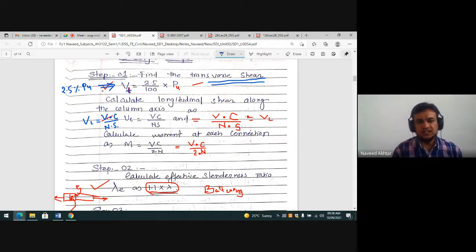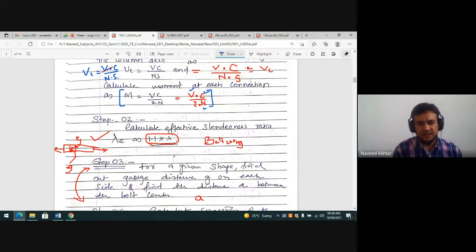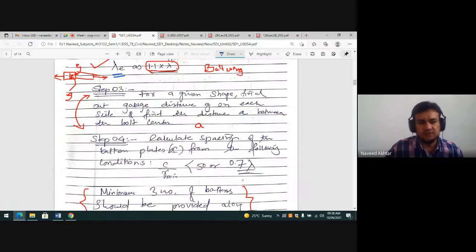Okay, calculate the moment at each connection. The moment you will calculate by using this formula. You know the V, you know the C, you know the value of N. Put the value, you will find out the moment at each connection. And for these three, this transfer shear, longitudinal shear, and this moment, you have to design the battening system. Here, it should be remembered that lambda E is 1.1 times of lambda, as we have calculated in this step first.